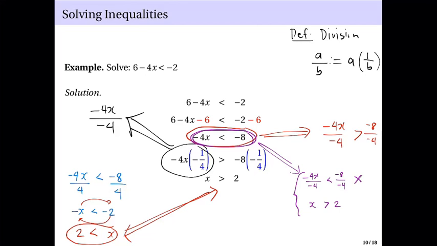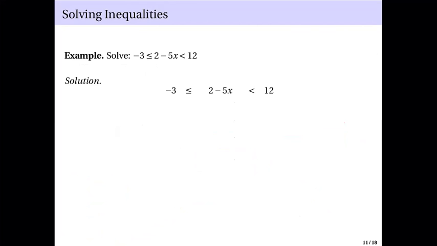Any question? Next problem here. Now we have a chain of inequality: negative 3 less than or equal to 2 minus 5x less than 12.